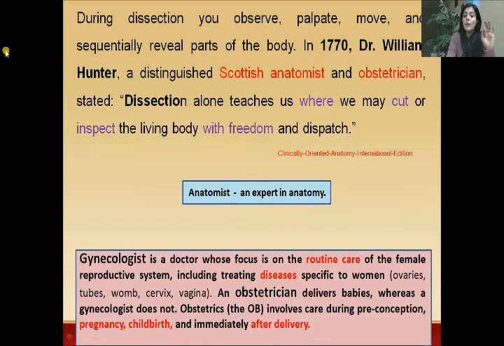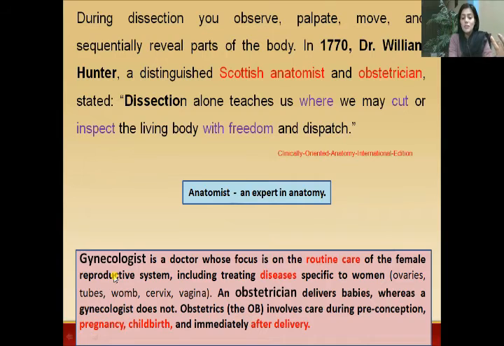According to a Scottish anatomist, William Hunter, in the 1770s, he said that dissection alone teaches us where we can cut or inspect the living body with freedom. So dissection has its importance in order to assess, visualize, and study the living structures. This scientist was basically an obstetrician. So what is the difference between a gynecologist and an obstetrician?